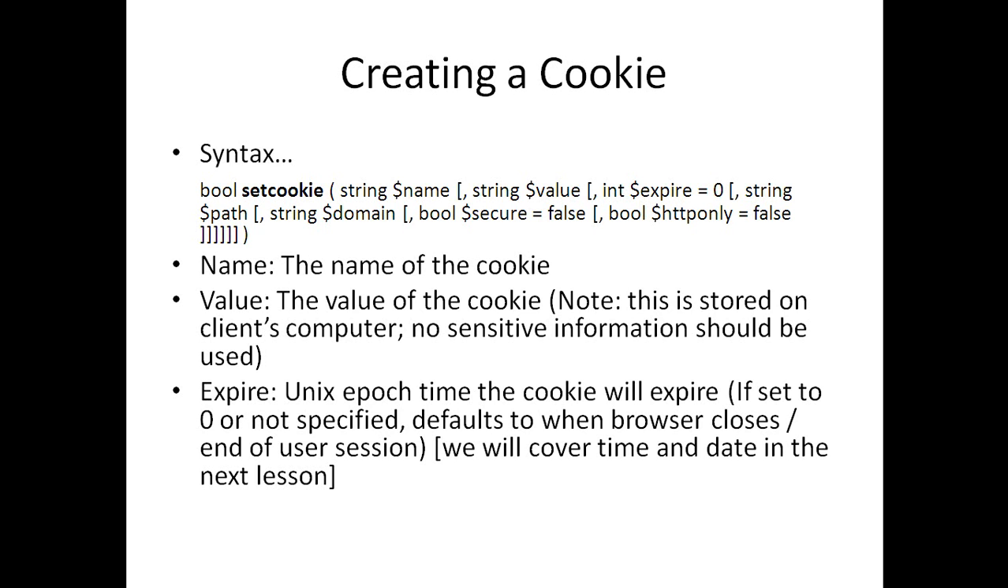Expire is the Unix epoch time when the cookie will expire. If it's set to zero or not specified, it defaults to when the browser closes, which is essentially the end of the user session. Time and date is covered in the next unit, so we'll talk about how to use Unix epoch time. There's a reason why I put time and date after session cookies, and it has to do with the labs and a few of the other order of prerequisites in order to cover it. So here's name, value, expire.